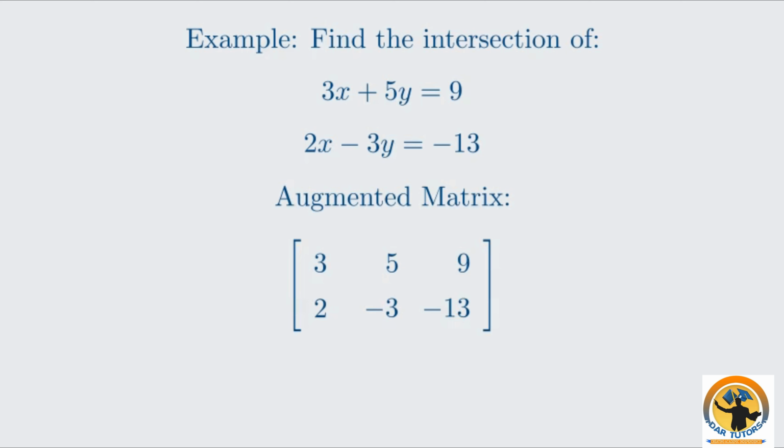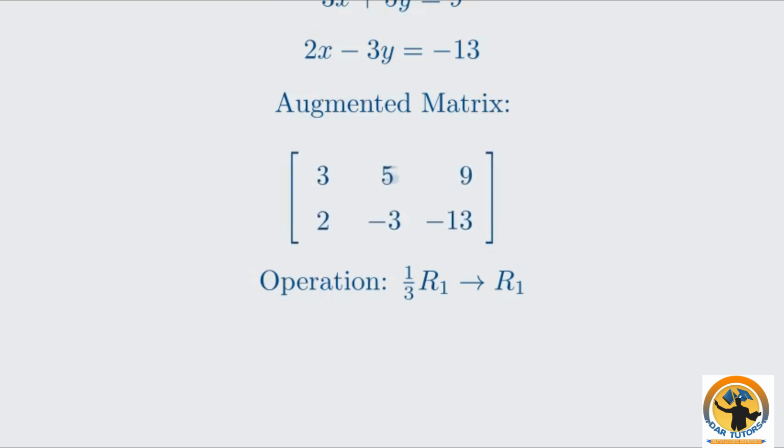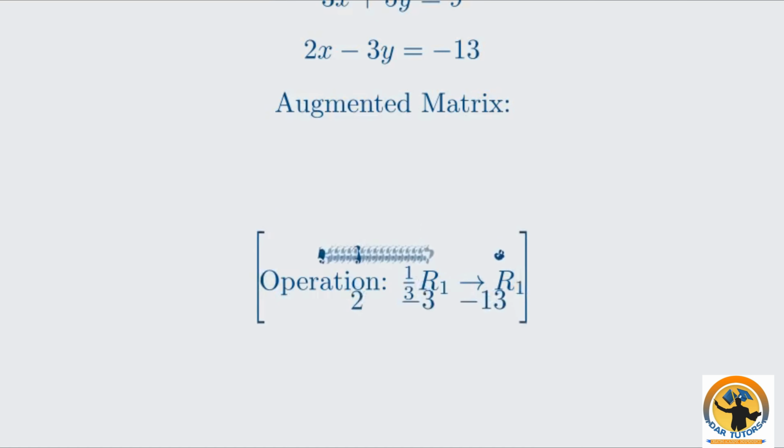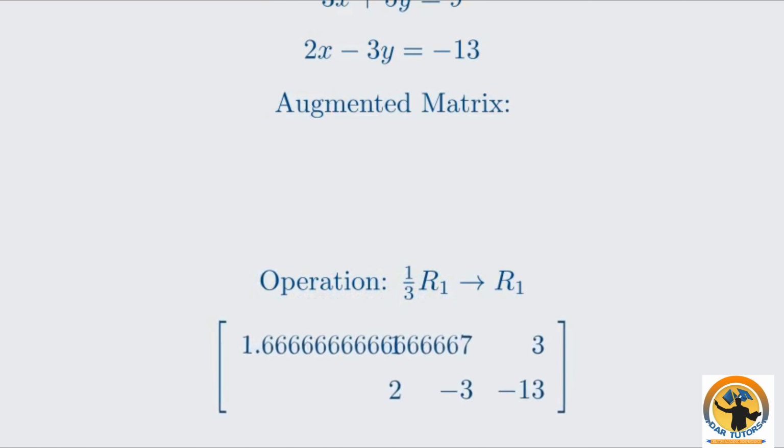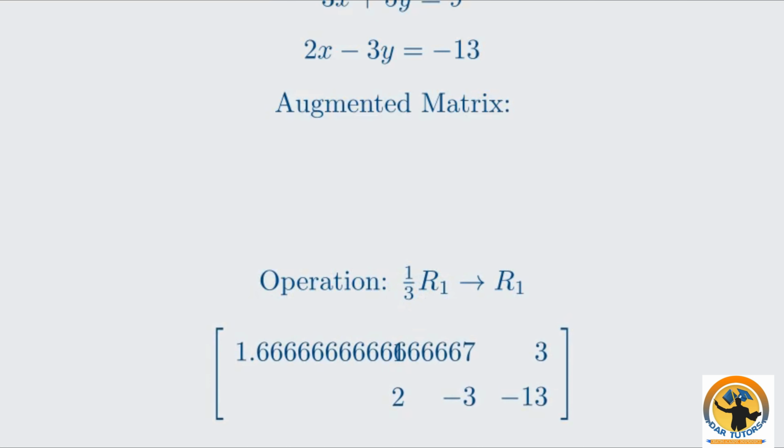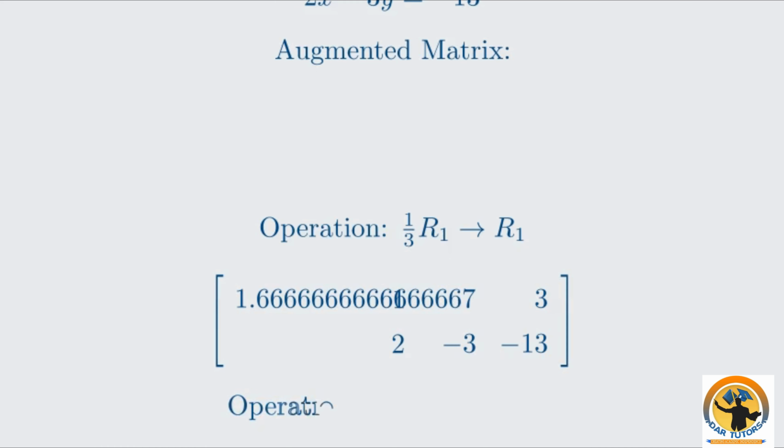Let's start by getting a 1 in the first position. We can achieve this by multiplying the first row by 1/3. This operation is written as 1/3 R1 goes to R1. Next, we need a 0 in the second row, first column. We can do this by subtracting 2 times the new first row from the second row. The operation is R2 minus 2 times R1 goes to R2.